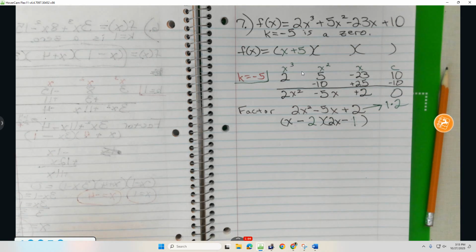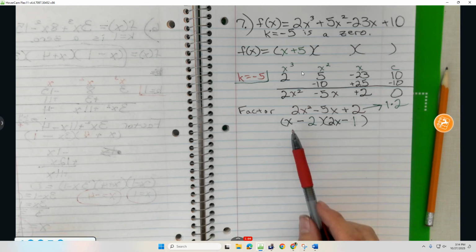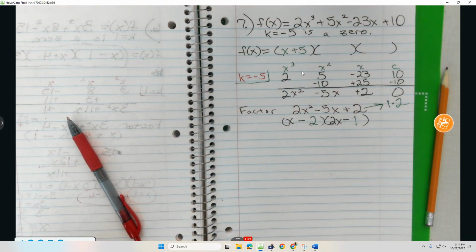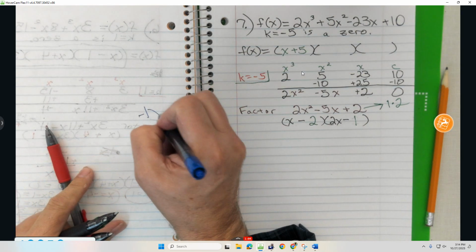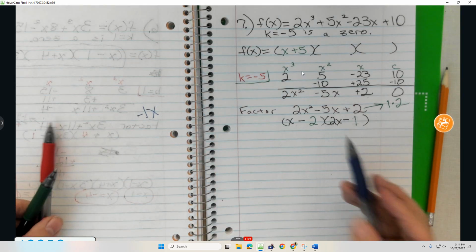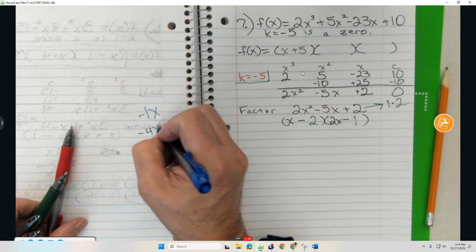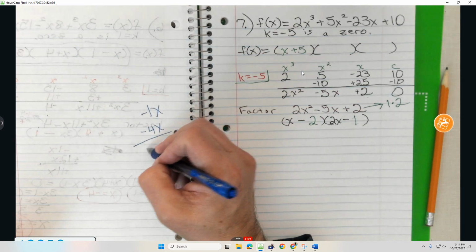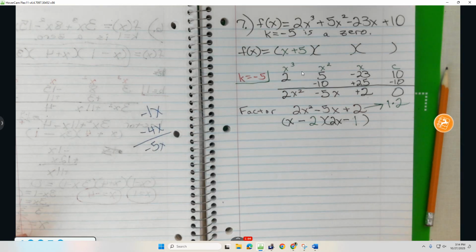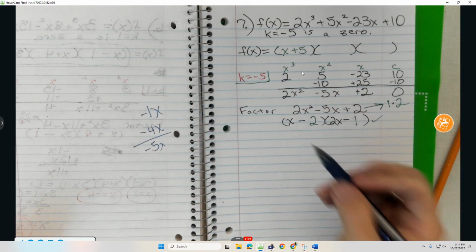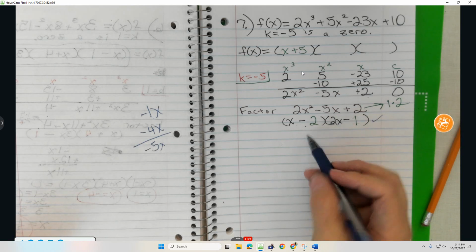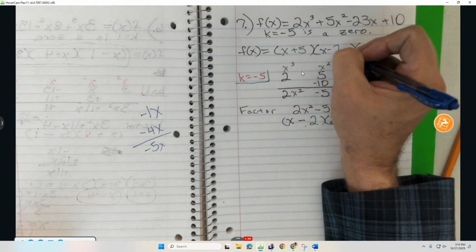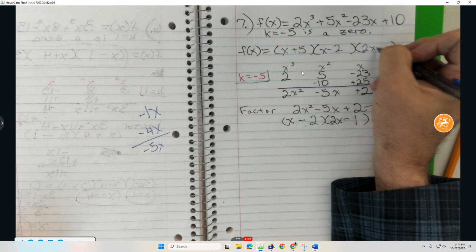Let's check. What's my outer product? Here I am checking. X times a negative 1 gives me negative 1x, okay. Negative 2 times 2x gives me a negative 4x. Negative 1 minus 4 gives me negative 5x. Is that what we needed? Yes, it is. So we've got the factorization complete. We had an x plus 5. We also have an x minus 2 and a 2x minus 1.